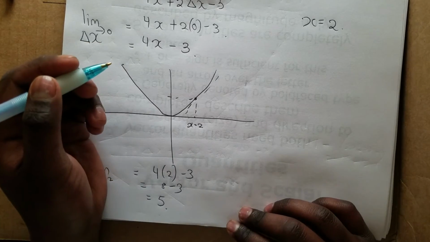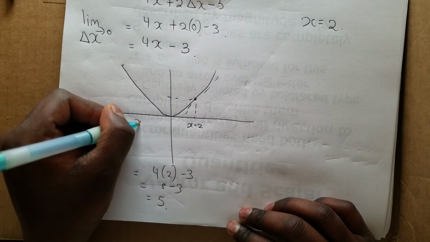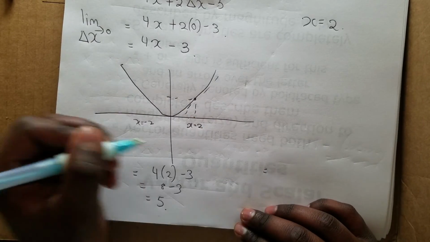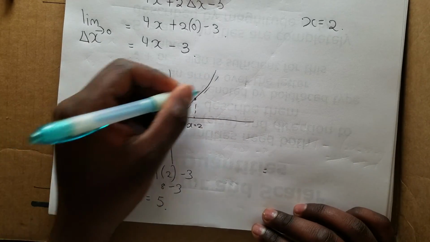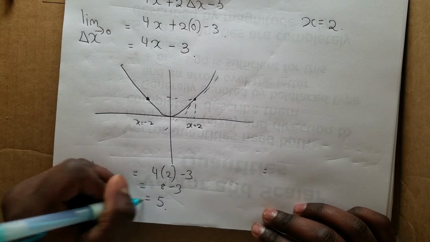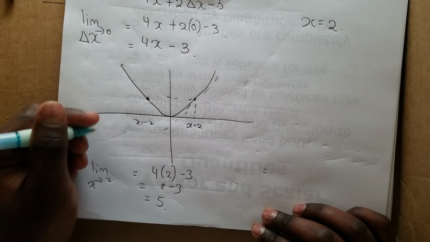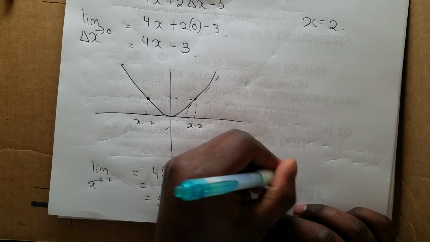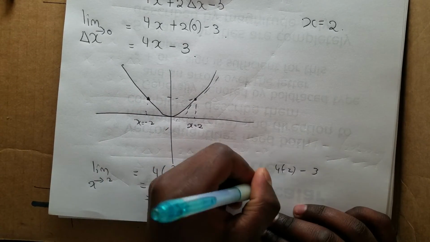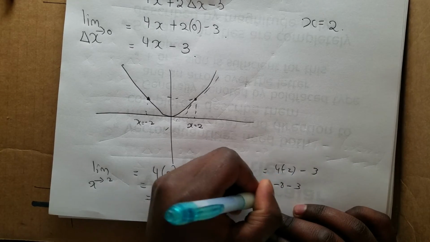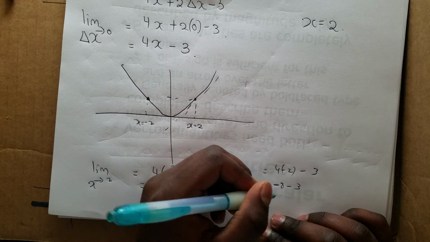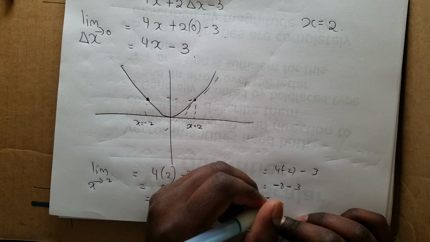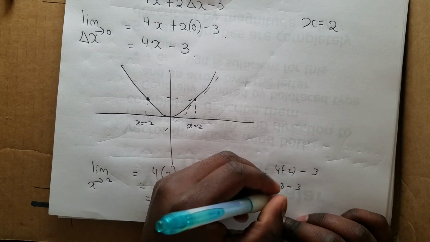You could find that for any location. If x goes to minus 2, then you just plug minus 2 into the equation. That's here. So x goes to minus 2 would be 4 times minus 2 minus 3, which is 4 twos are minus 8, minus 3. Minus 8 minus 3 is minus 11.